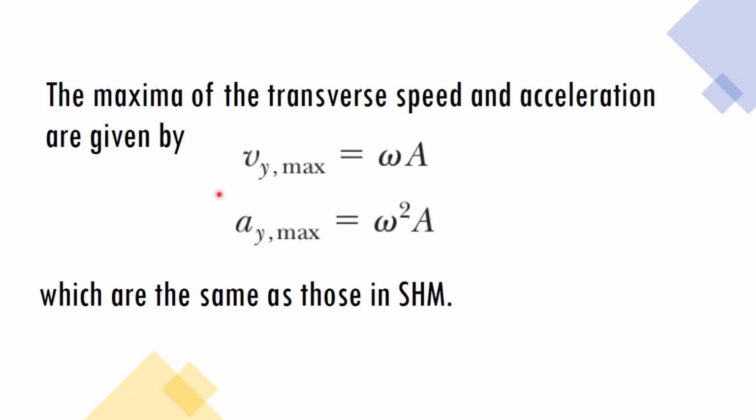And here we can also get the equations for the maxima of the transverse speed and acceleration. The maxima for the transverse speed and acceleration are given by these equations, which are the same as those in simple harmonic motion. Okay class, and all my students, that's all for this part of the chapter on mechanical waves. In summary, we have looked at the two types of mechanical waves, learned how to describe them using a wave function, and discussed the concept of transverse speed. Thank you for tuning in.